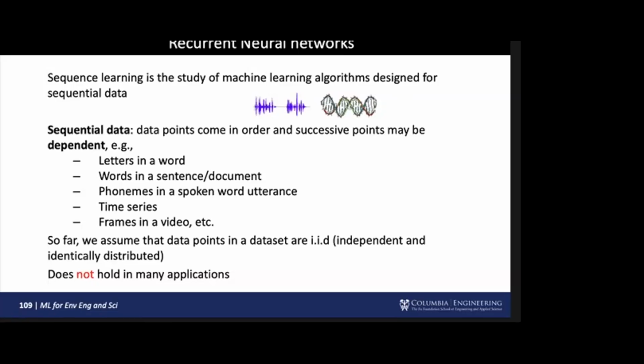Up till now, we often assumed data was independent and identically distributed, or IID. That's a term you see a lot in statistics. But for many real-world applications, this assumption is not that correct, because in reality, independent and identically distributed data is a very hard constraint to achieve.